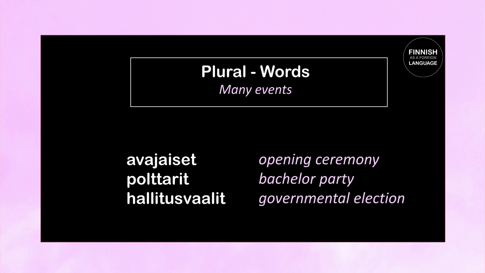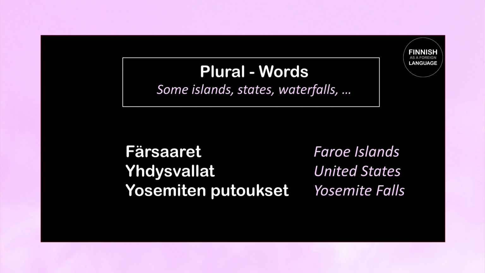Also important is that it's also valid for many events. For example, avajaiset, meaning opening ceremony, or polttarit, meaning bachelor party, that party you usually have before you get married, and hallitusvaalit, meaning governmental election. And then we also use the nominative plural for some islands, states. Let's take a look at the examples. Färsaaret, then Yhdysvallat, or Yosemite Putoukset. In English, Yosemite Falls, which are in California.